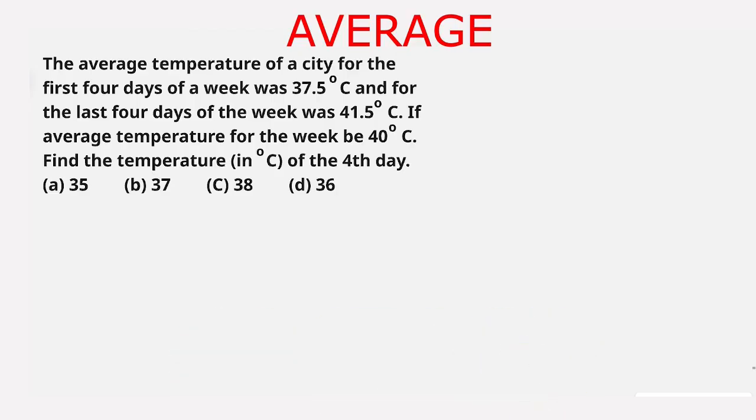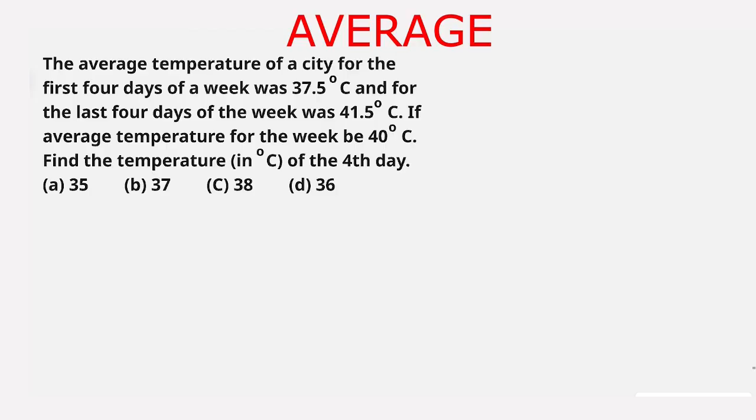We will first find the total temperature for the first 4 days and the total temperature for the next 4 days, and we will add them. And then we will find the total temperature of the week. We will subtract the total temperature of the week from the sum of the first 2 temperatures, and we will get the temperature of the fourth day, because in total temperature of first 4 days and the total temperature of last 4 days, the fourth day is added twice, and if we subtract the total temperature of 7 days, then we will get the temperature of the fourth day.